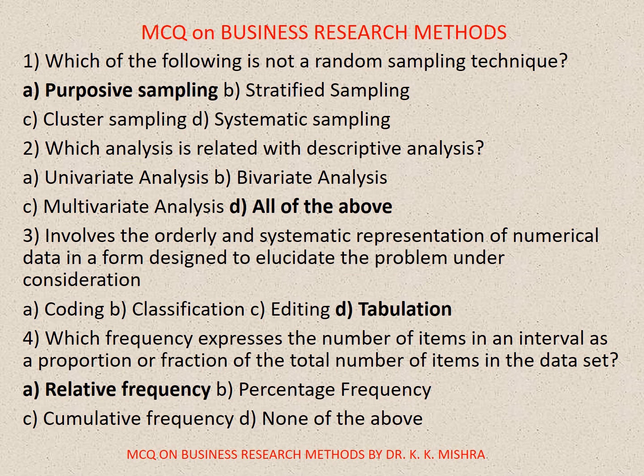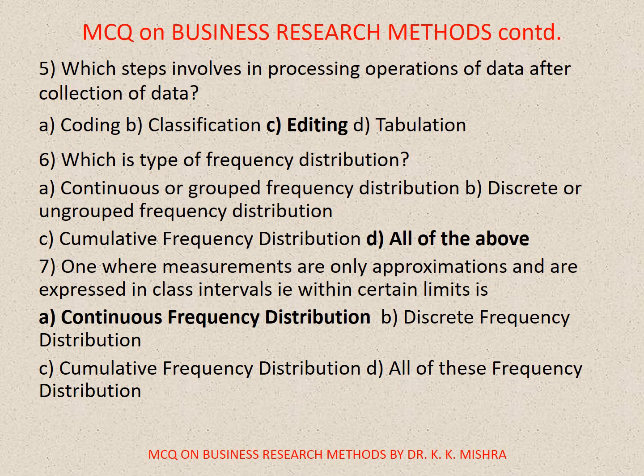Now, question number 4. Which frequency expresses the number of items in an interval as a proportion or fraction of the total number of items in the data set? Options are A. Relative frequency, B. Percentage frequency, C. Cumulative frequency, D. None of the above. Correct option is A. Relative frequency.